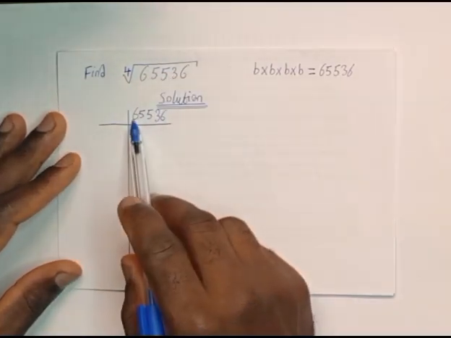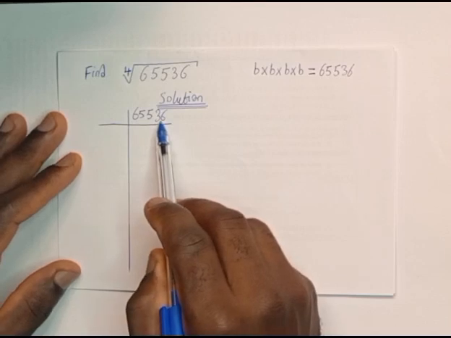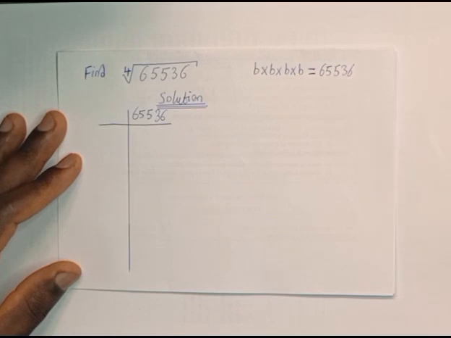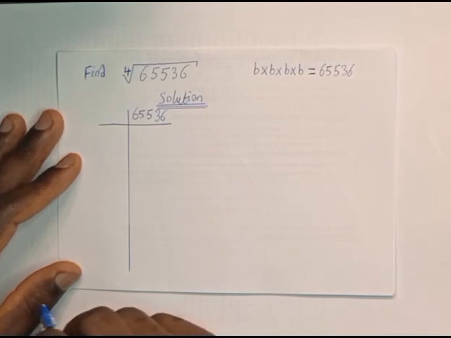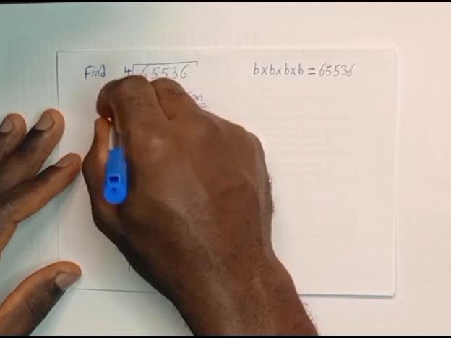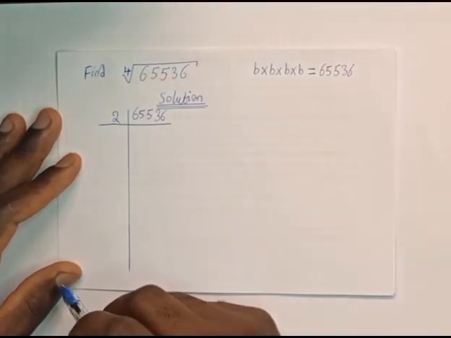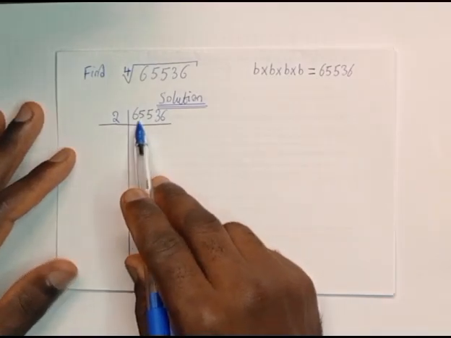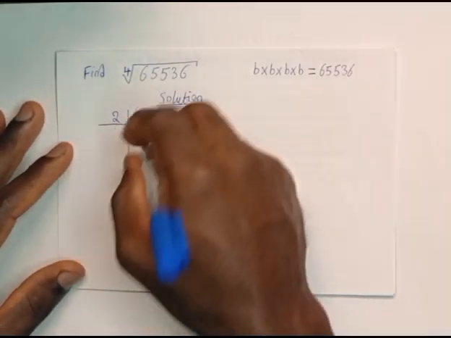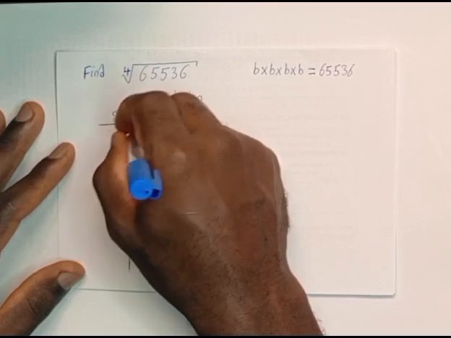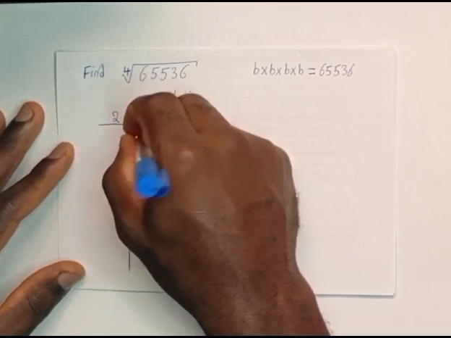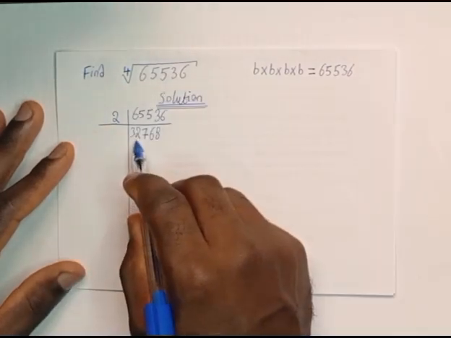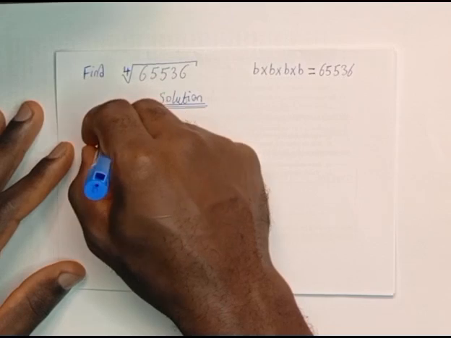The number 65,536 is an even number. You can see the last digit of this number, 6, is an even number. That means 2 is the smallest prime factor of this number. We are going to divide 65,536 by 2. Dividing 65,536 by 2 gives us 32,768, which is an even number. We are going to bring down 2.